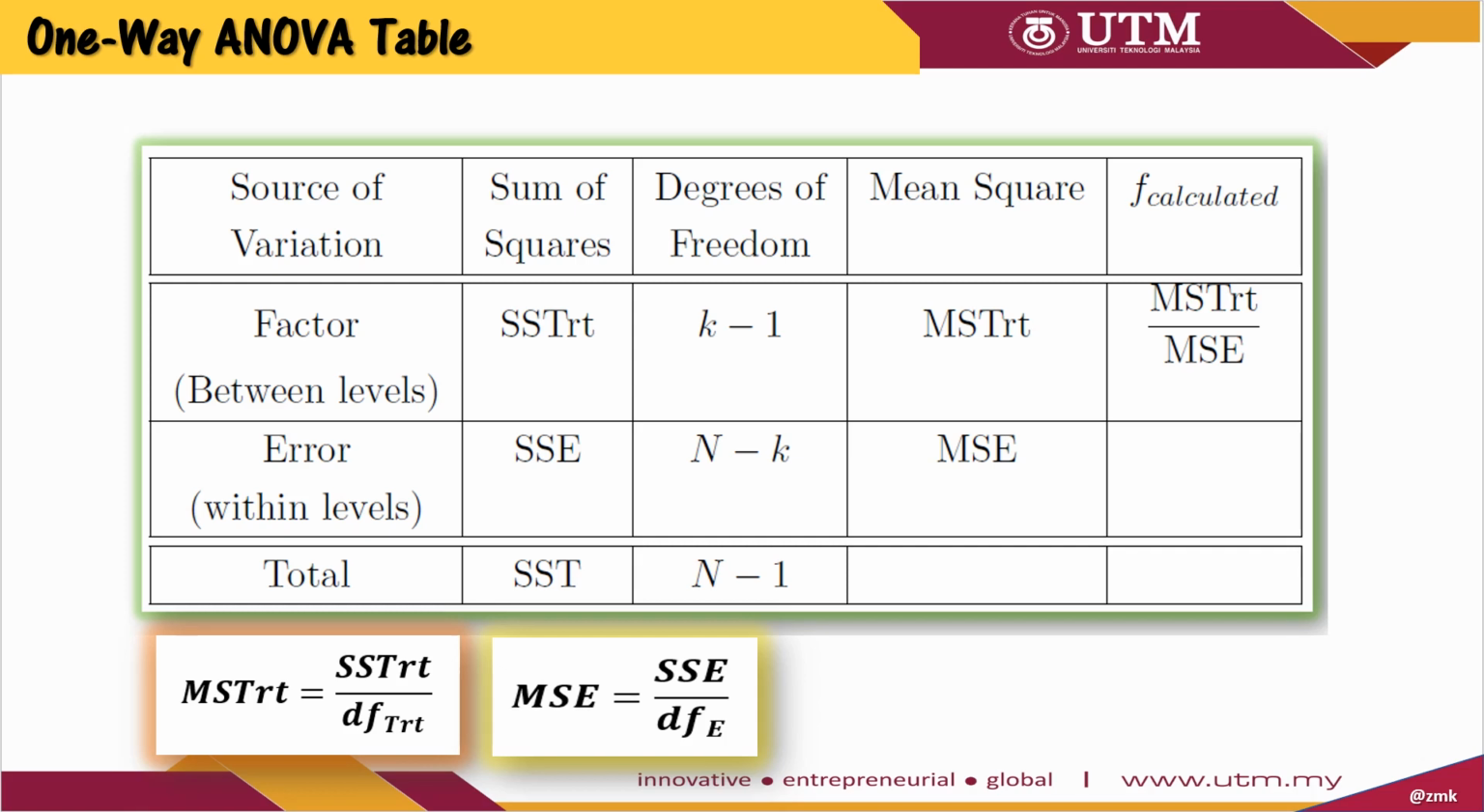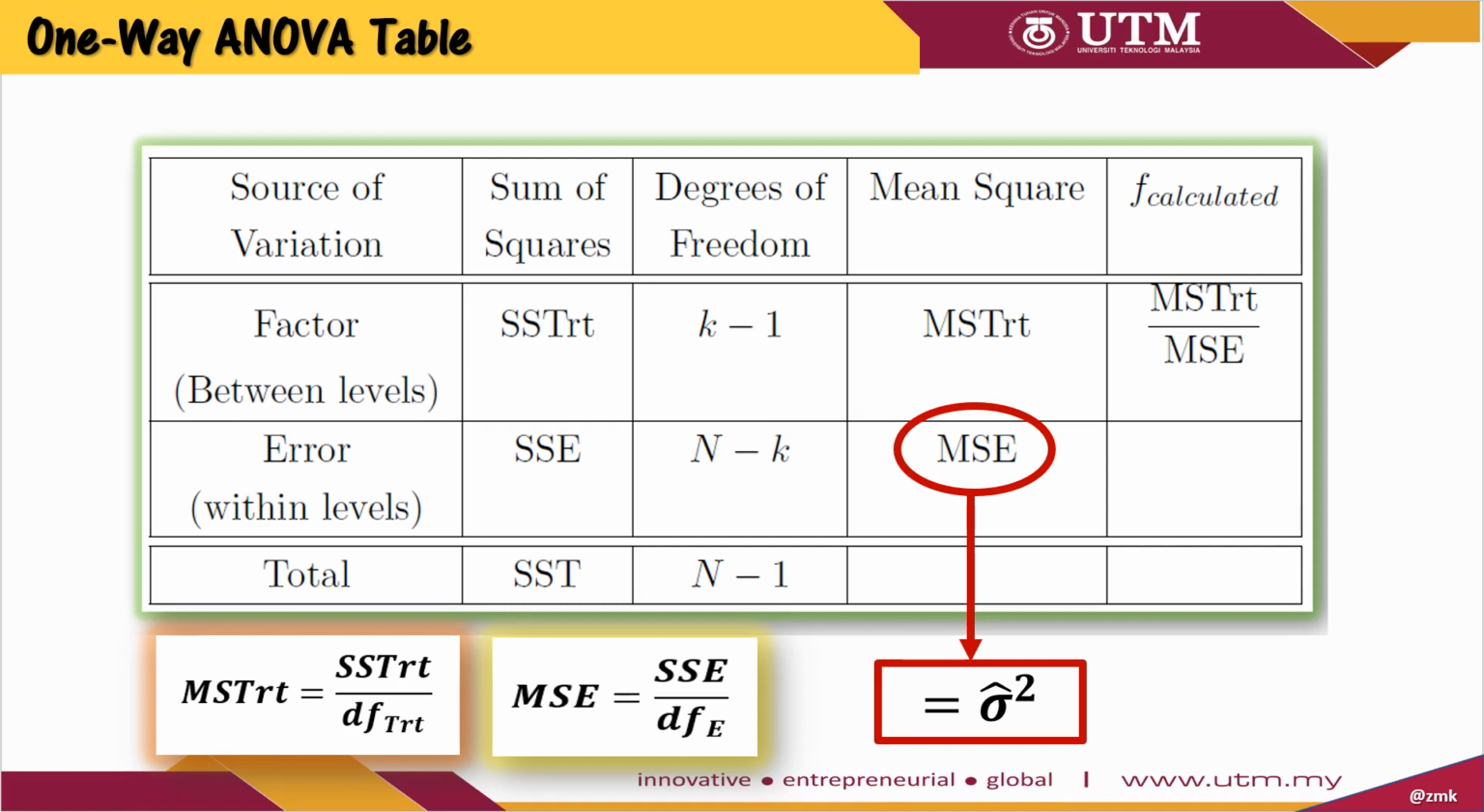Under the null hypothesis, both MSTRT and MSE estimate the unknown error variance sigma squared. However, under the alternative hypothesis, MSTRT will be larger than the error variance, whereas the MSE is still the estimate of error variance. Therefore, we can use the MSE value as an estimate of the unknown error variance sigma squared.